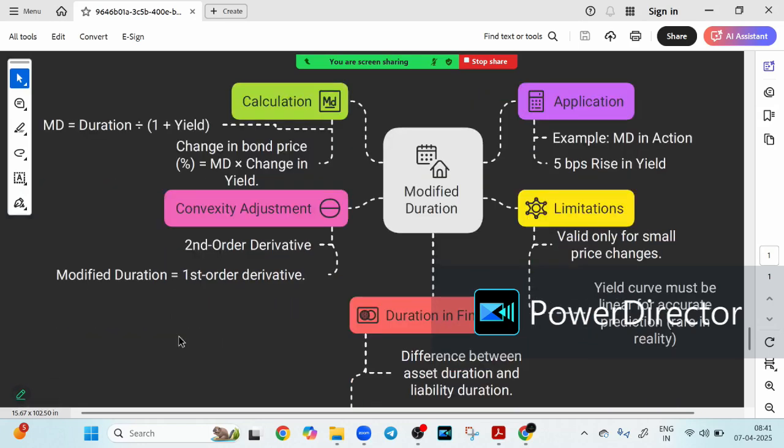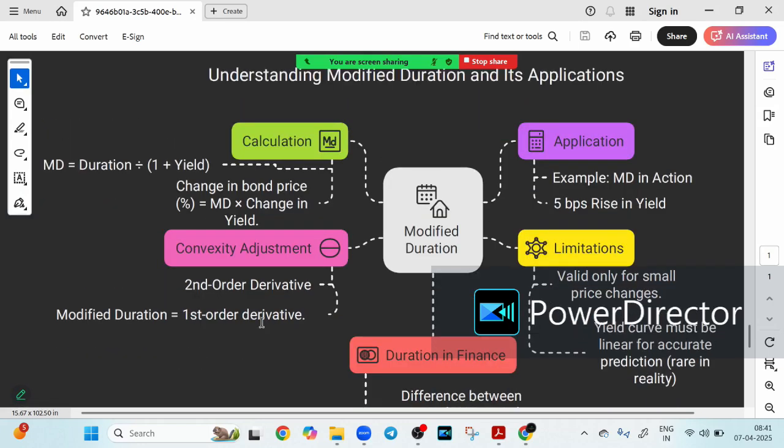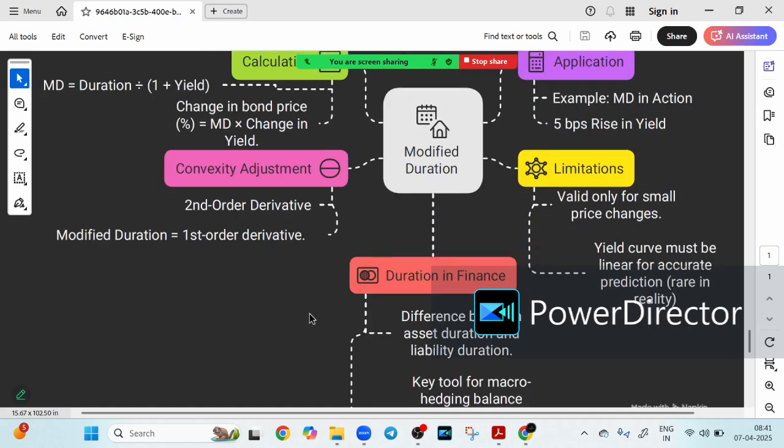Now the second thing we have to study is the application. So let's say interest rates rise by just 5 basis points. You can use modified duration to quickly estimate the bond price drop, because when interest rates increase, bond prices drop. You know it very well. So using modified duration, you can know how much the bond price will drop if interest rates rise by 5 bps, right? So no need for a complex spreadsheet, but there is a limitation also. That it works accurately only for a small change in the rate.